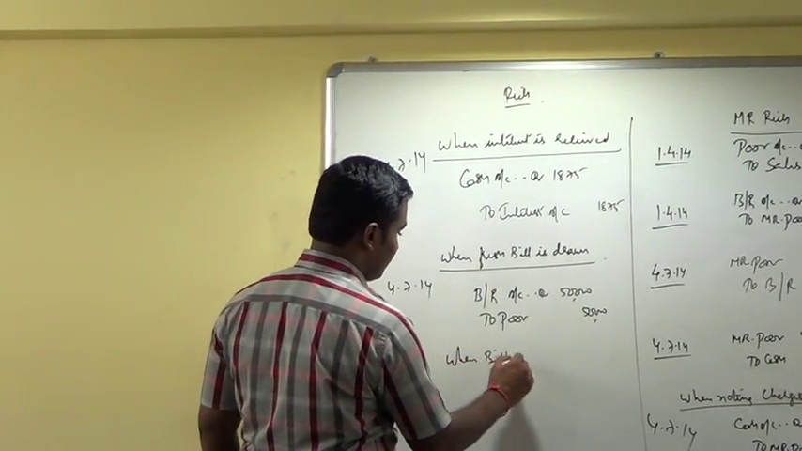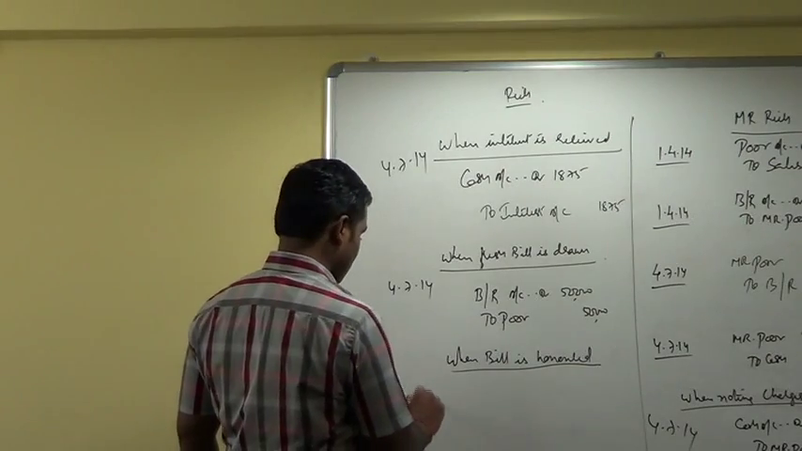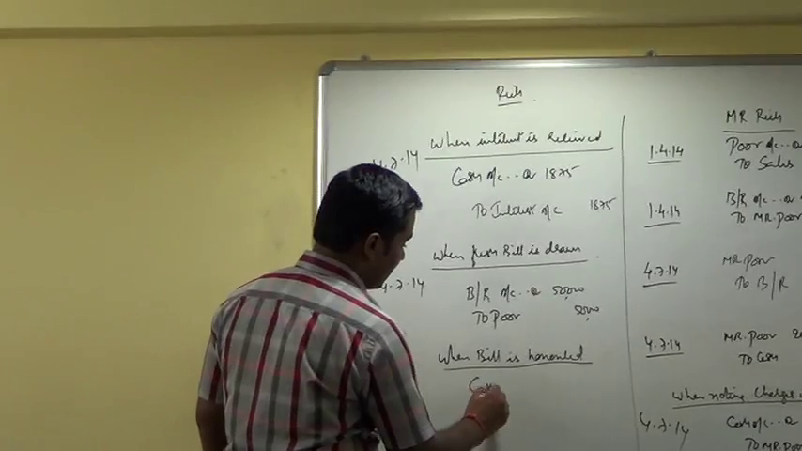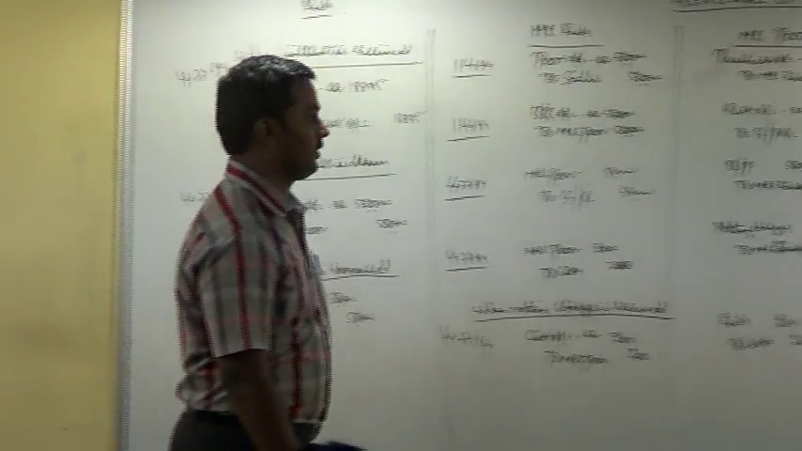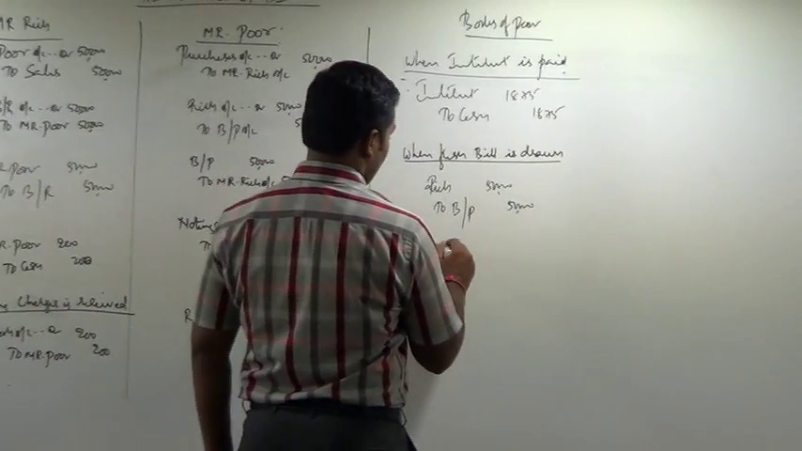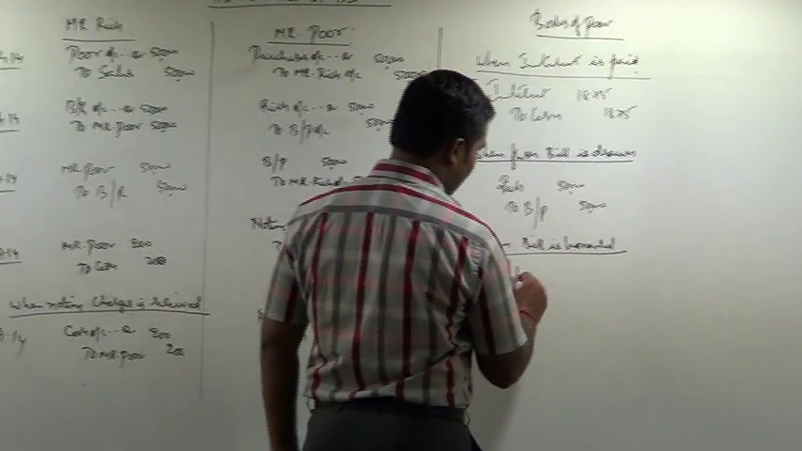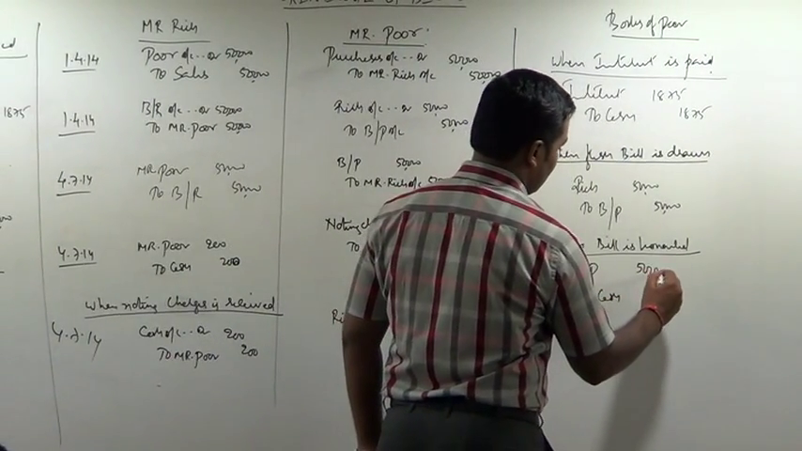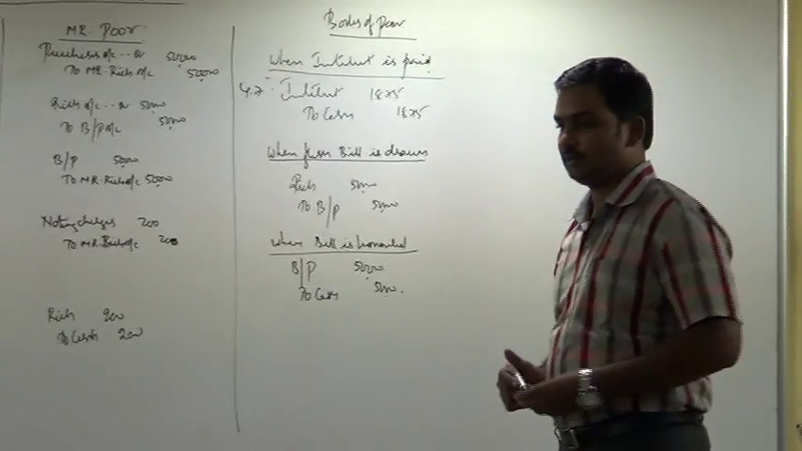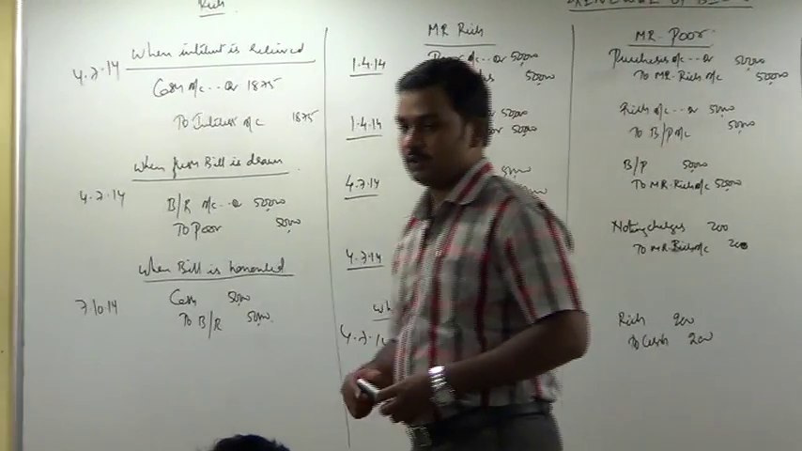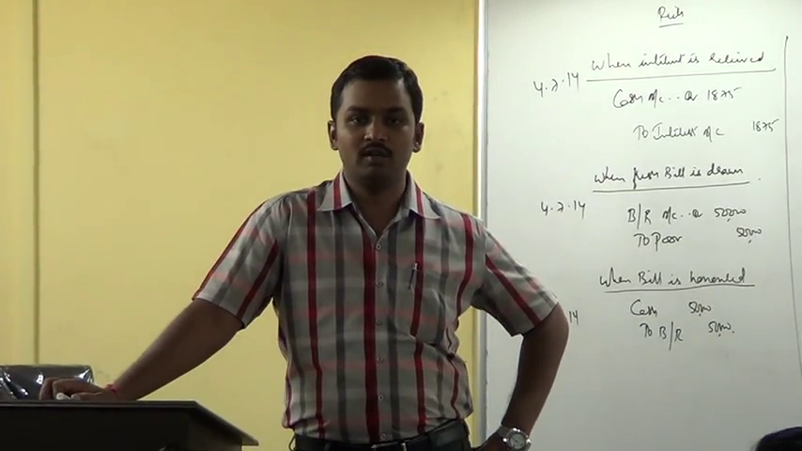When bill is honored, what is the entry you write? Cash or bank account debtor to bills receivable account 50,000 rupees. When bill is honored, what is the entry you write? Bills payable account debtor to cash account 50,000. One more situation in renewal. Write down. Next.